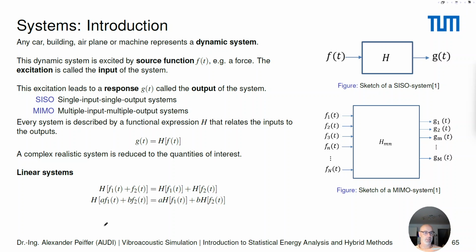Here we definitely are considering linear systems. They are characterized by those two equations. So that means if we have the response of the sum of two functions, it's the sum of both responses. And the same is true if we're using linear factors for the function, where we have the same impact. So a doubling of a force leads to a double response and not to another relationship.